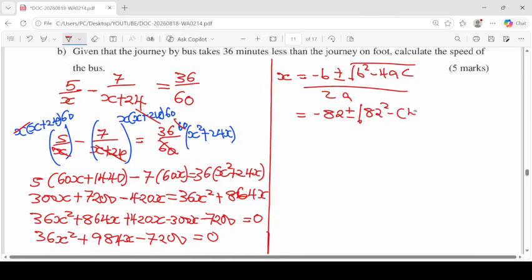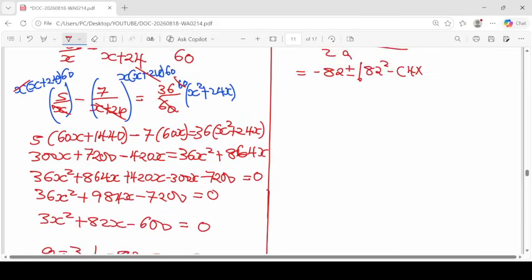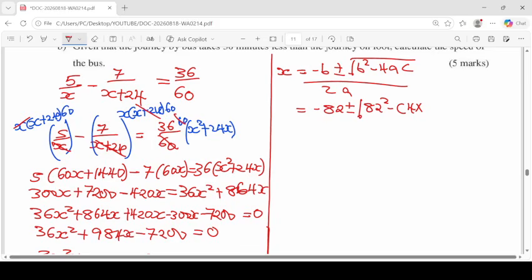minus open brackets 4 times AC. Our A is 3, then our C is negative 600. So 3, multiply this by negative 600. Whatever that is inside the root, we also call it the discriminant. So you need to be very familiar when you meet such a question in an exam. So this is 2 over 2 times 3. So when you solve this case, what are we going to get?